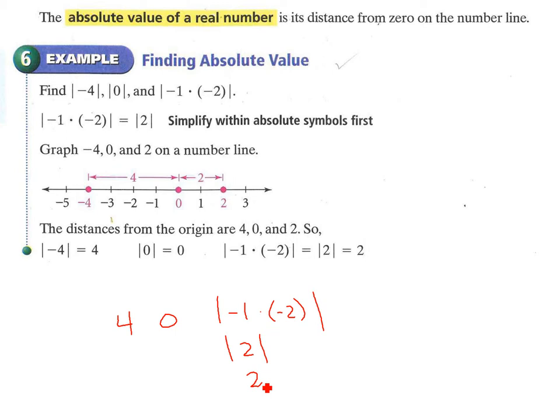And so in the book, they've got a nice drawing there on the number line for you, just showing that negative 4 is 4 units away from 0. All right, kind of giving you a graphical look at absolute value.